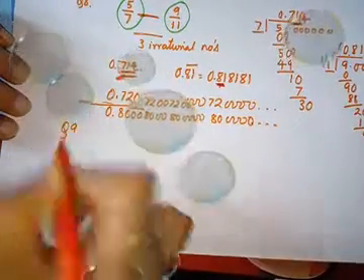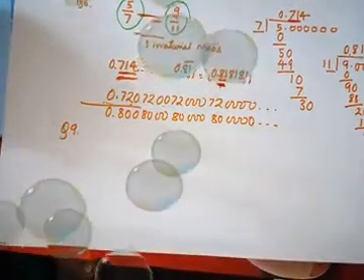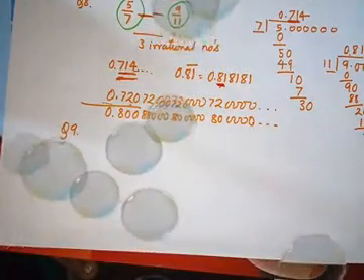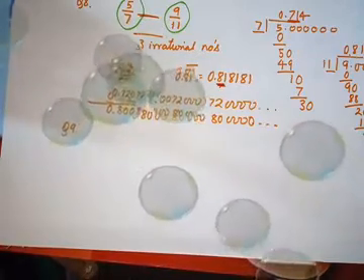Now moving to question number 9. Here you have to classify the given numbers as rational and irrational numbers, which you can do yourself. And thank you.